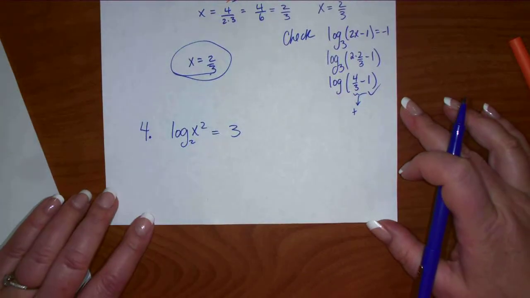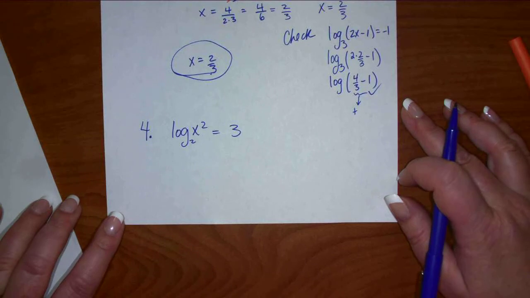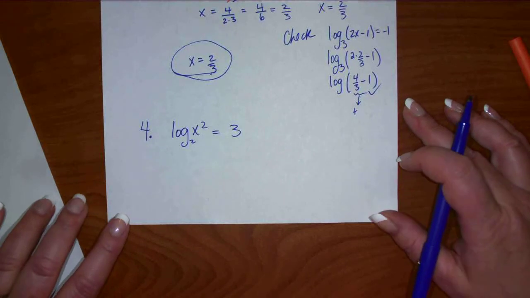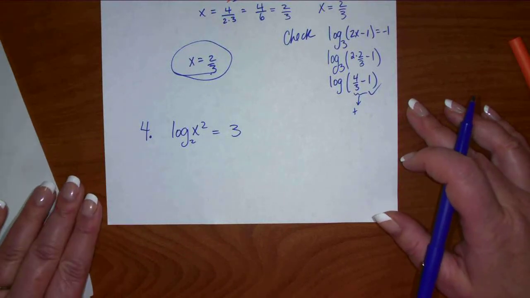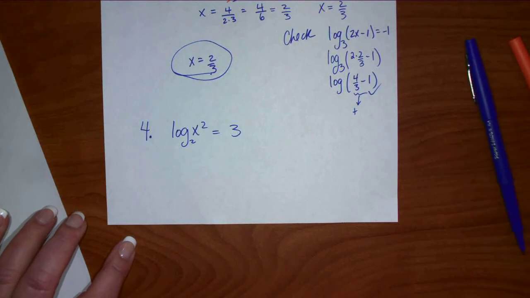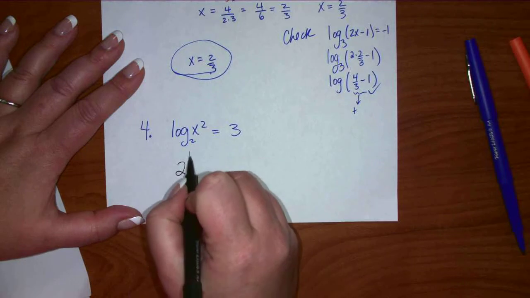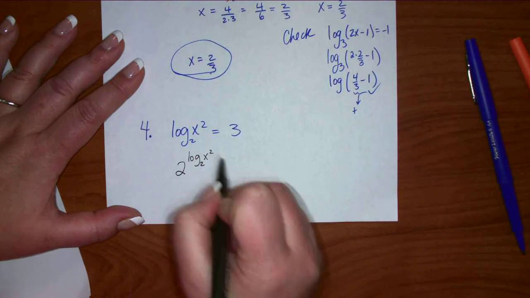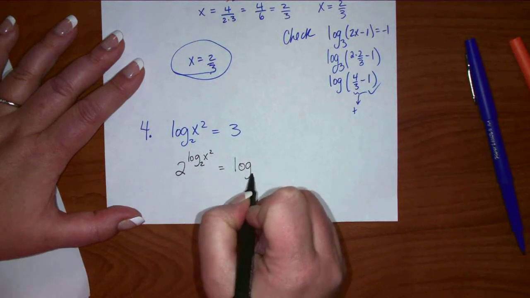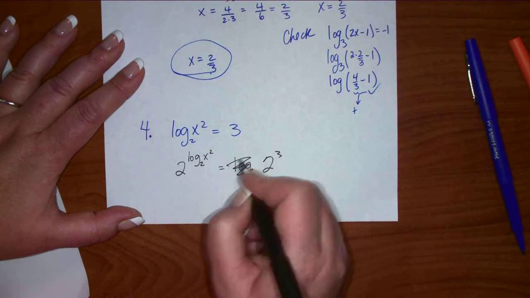Now the argument doesn't have to be linear. It could be a quadratic or something. So this has a log only on one side. The base is what? 2. So you raise each side to the power of a base 2. So this would be log base 2 of x squared. Log base 2. Oh, sorry. 2 to the 3. 2 on both sides.